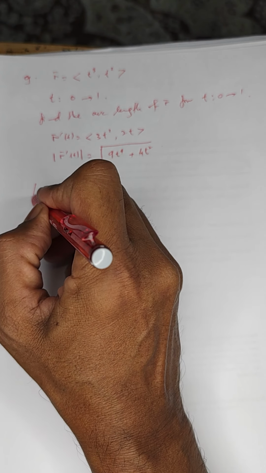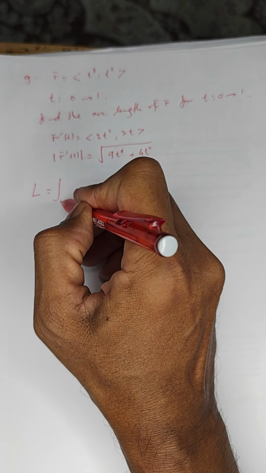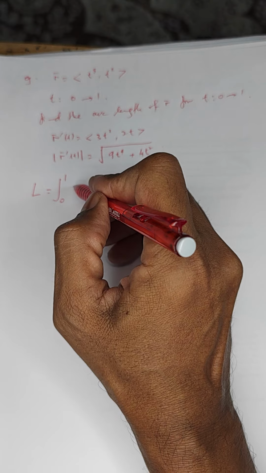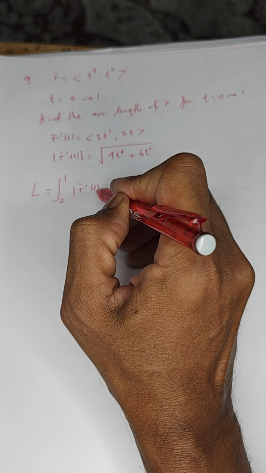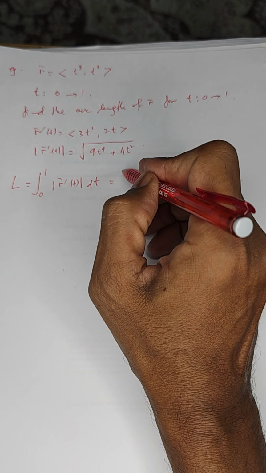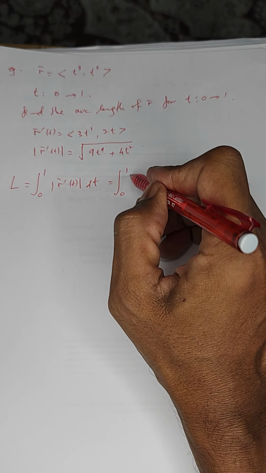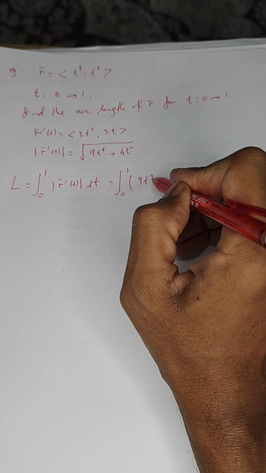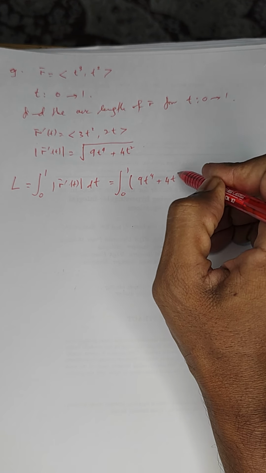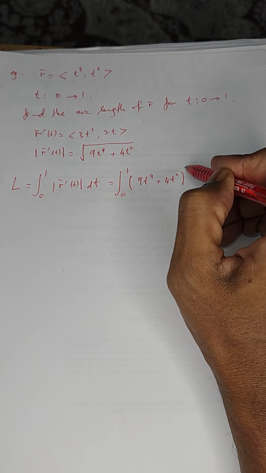Okay, let's try that. To find the arc length from 0 to 1, we integrate from 0 to 1 the magnitude of r prime of t dt. This gives us the integral from 0 to 1 of (9t to the 4 plus 4t squared) to the half dt.